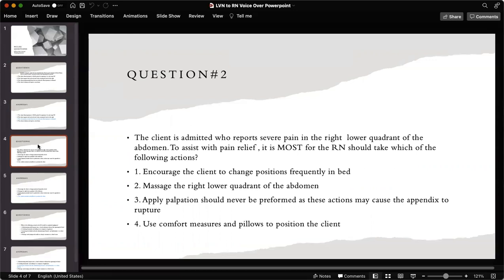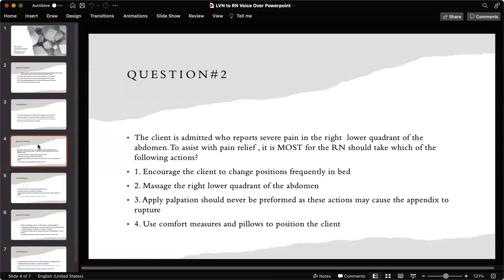Okay, question number 2. The client is admitted to report severe pain in the right lower quadrant of the abdomen. To assist with pain relief, it is most important for the RN to take which of the following actions? I know that's not what it says. I made a typo. That's okay.